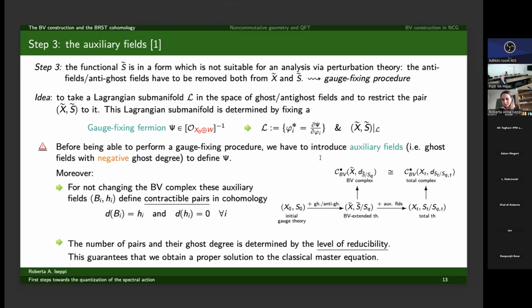And here is just to have more or less the idea where we are. So this step is the last one that we are taking, this further extending of our total space via these auxiliary fields. And we want to be sure that we're not changing the cohomology, because the cohomology carries some information that we don't want to change.